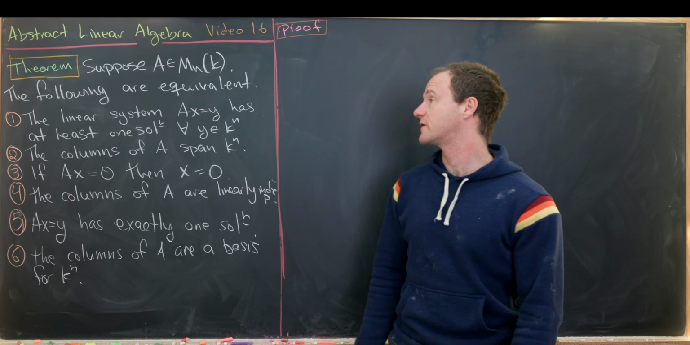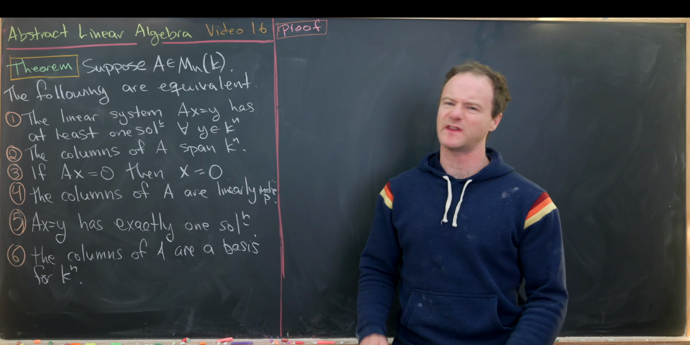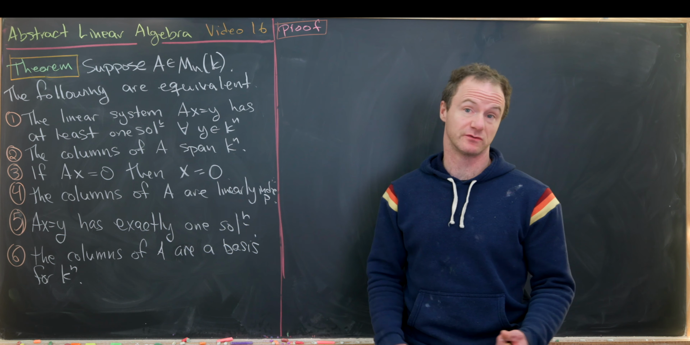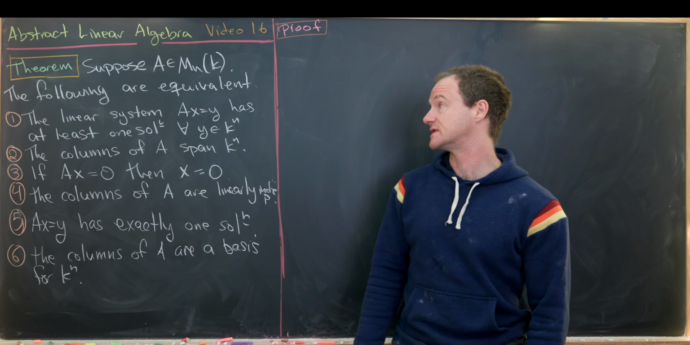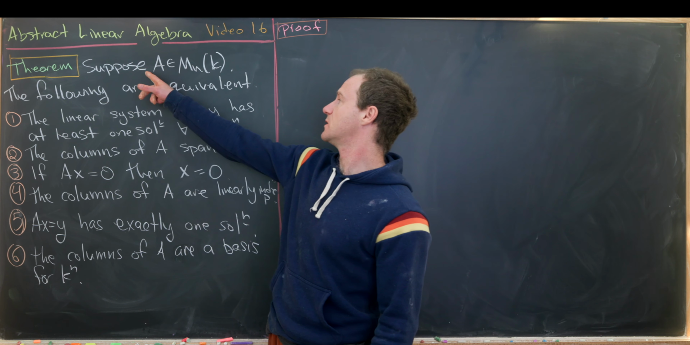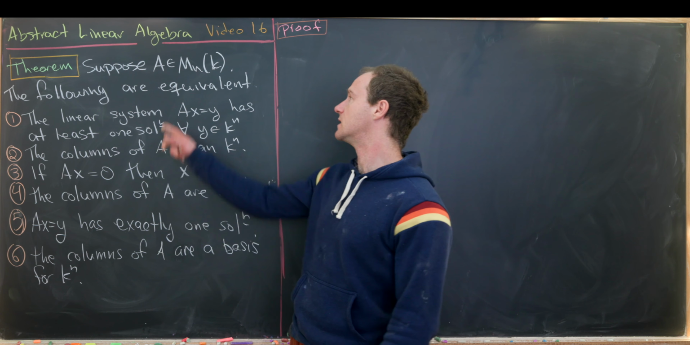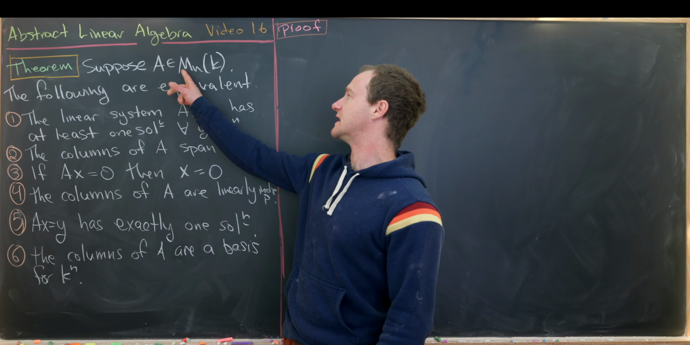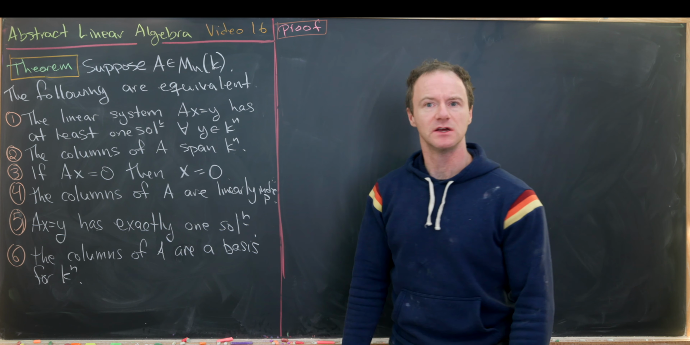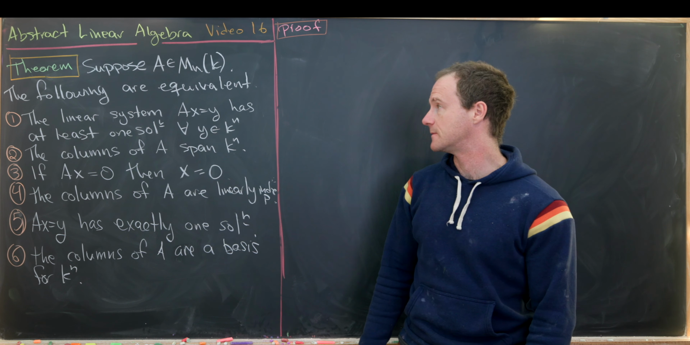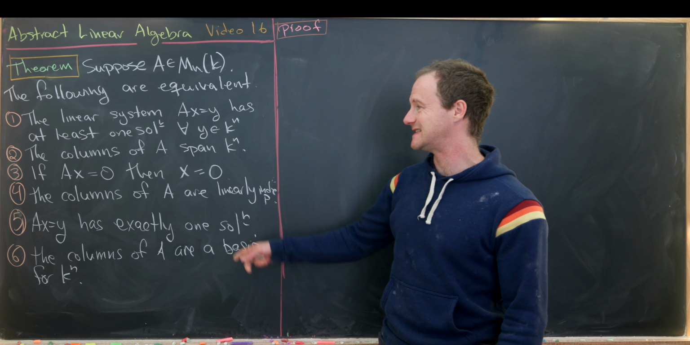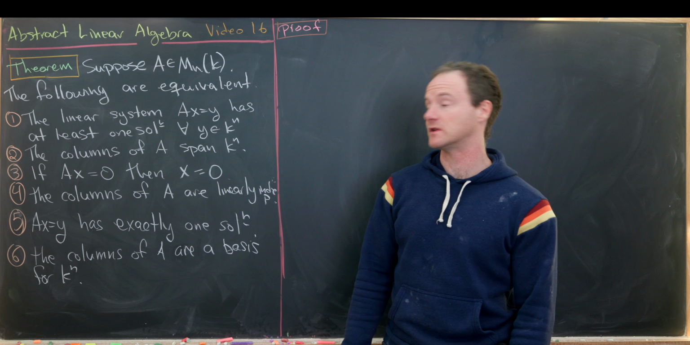So here's the big theorem that we'll finish this video off with, and this theorem will be added to throughout the remainder of this series. So let's suppose that A is a square matrix of size n, so it's n by n. Recall that we denote that as M_n(K), so we've got entries in a field K. Then the following 6 statements are equivalent.